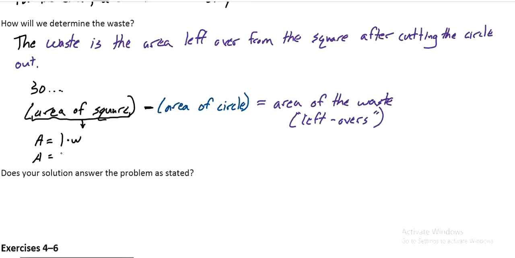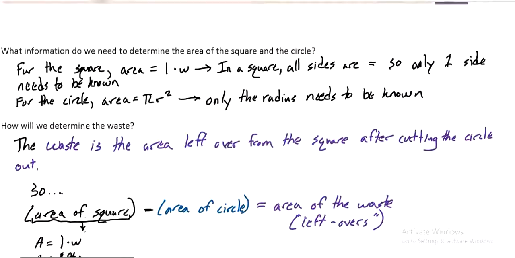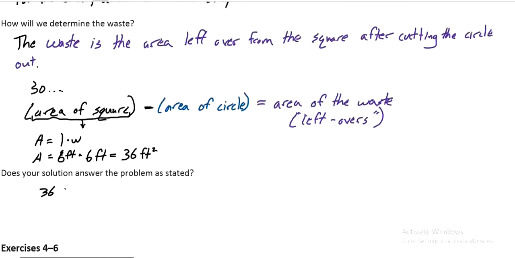So we'll put that the length is 6 feet, multiplied by, well, the width is the same length because it's a square. So it'll be 6 multiplied by 6. So the area equals 36 square feet, or feet squared. Okay, so there we go. So we're going to have 36 feet squared minus, and now we have to find the area of the circle.